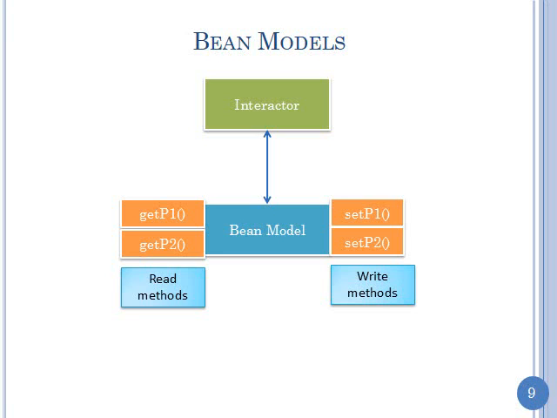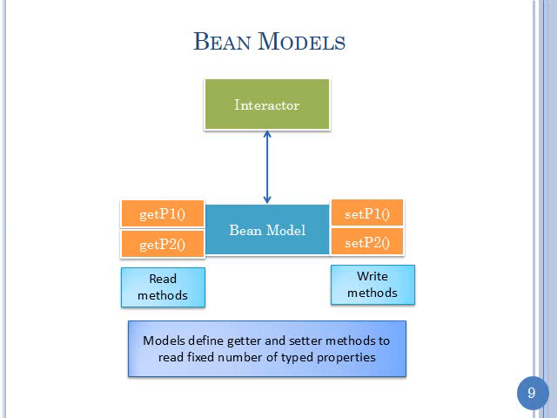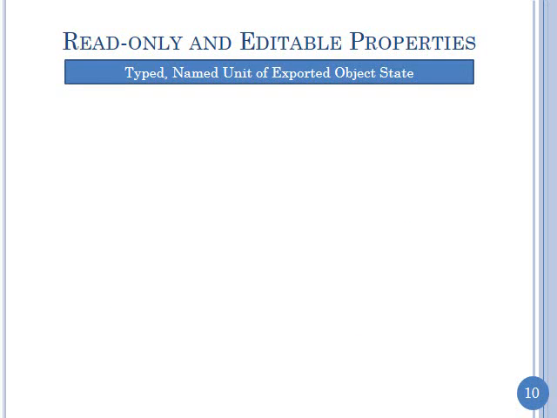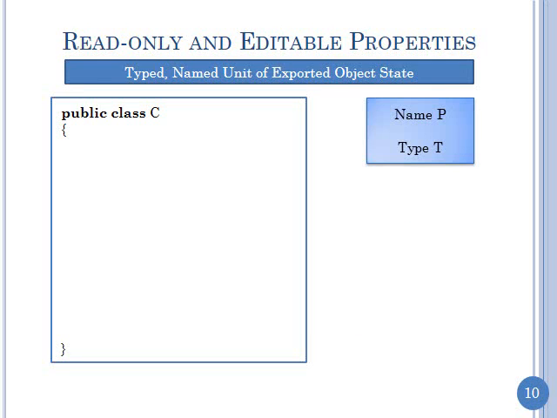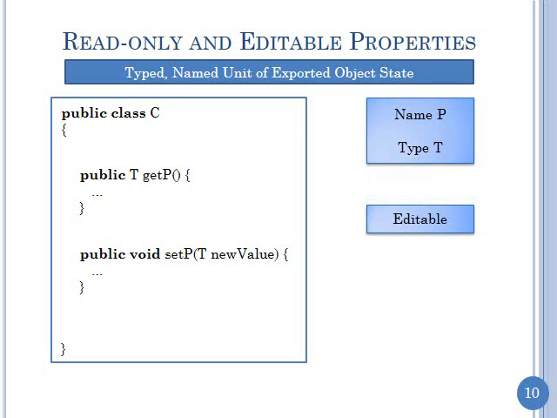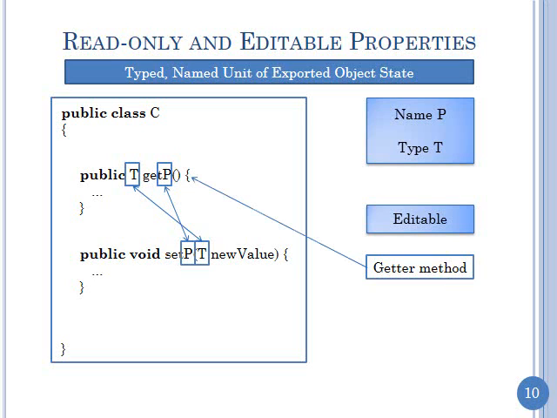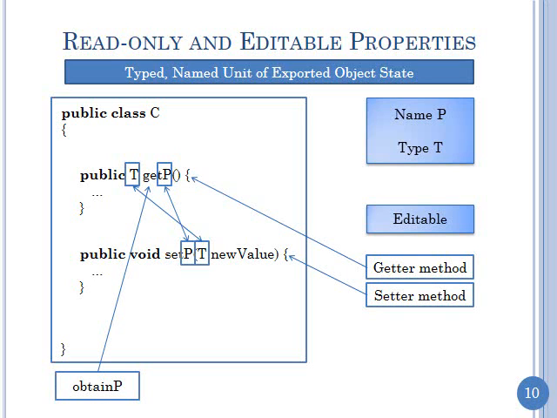Okay, and a bean model defines getter and setter methods to read a fixed number of typed properties. A class defines a property P of type T if it has a method getP with the following signature: getP returns T. And if it's editable, it also has setP, and the return value of getP is the same as the argument of setP. That's called a getter. That's called a setter. And you have to follow these conventions, as was mentioned.